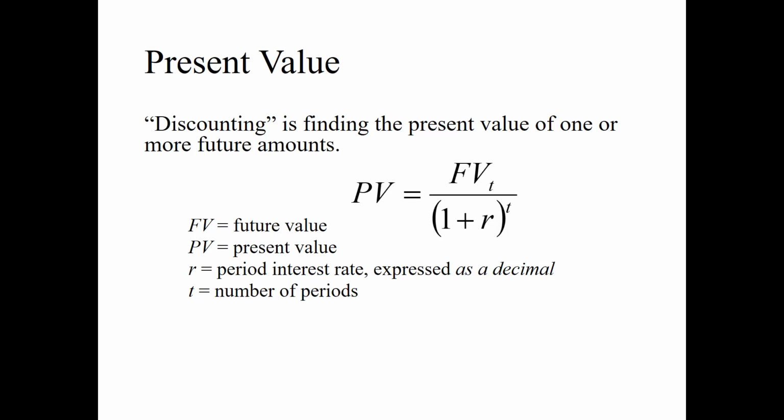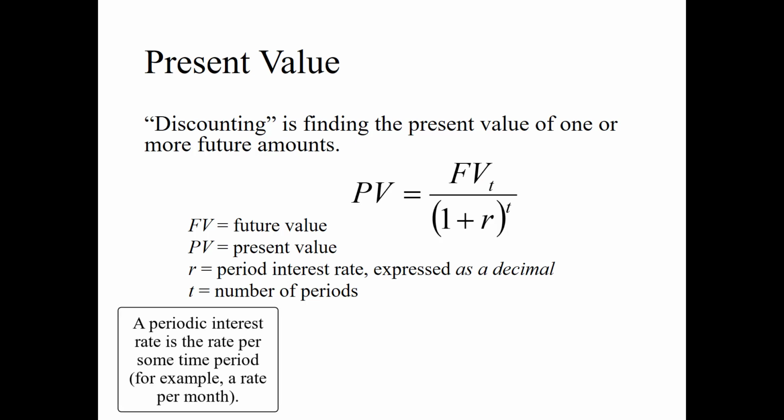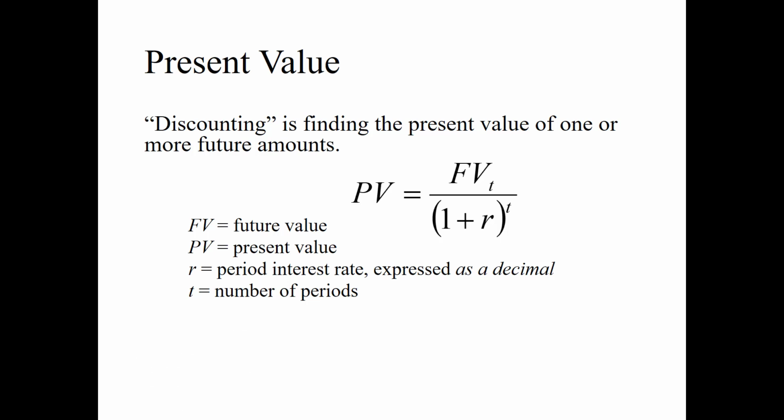PV is our present value. Our r is a periodic or period interest rate expressed as a decimal. In other words, if we earn 2.25% per year, we would take our 2.25% and divide it by 1, because there is 1 year in a year. And t is going to be the number of time periods that we have.